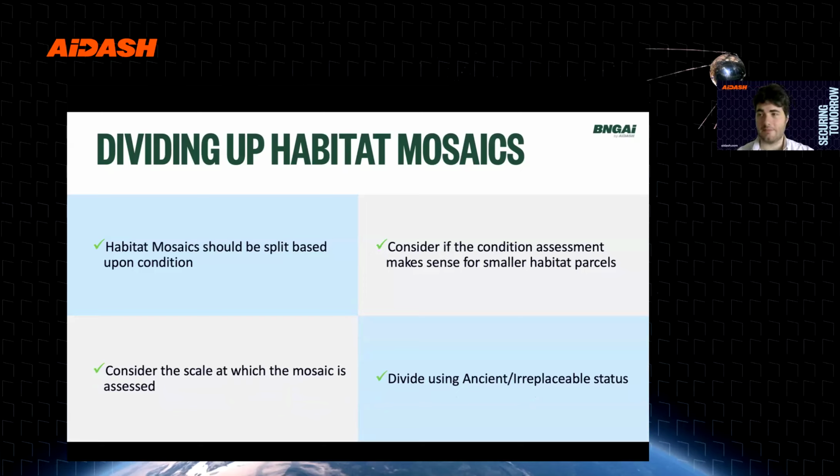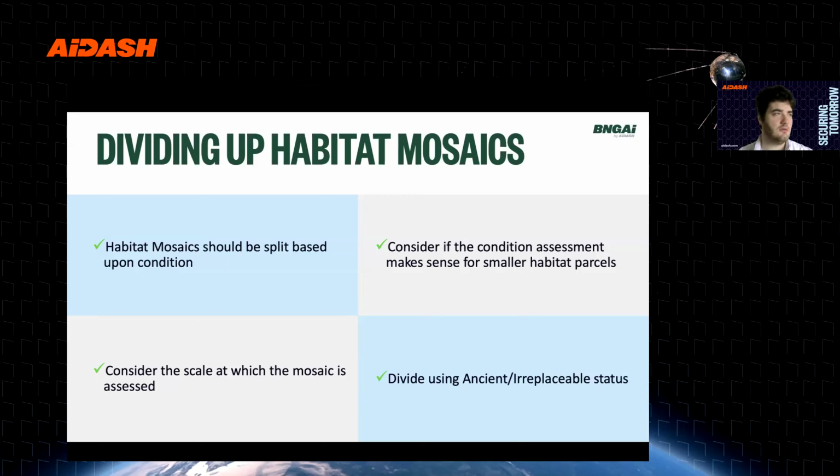The main things that you want to be thinking about when you're dividing habitat parcels for mosaics are splitting based upon condition. So you should think about what the condition criteria are for that habitat type and ask, are the two habitat parcels that I want to create by splitting this area each large enough to do a sensible condition assessment on them? Which is the same thing you'd ask for any normal habitat as well. And to do that, you really need to consider the scale at which that mosaic is mapped.